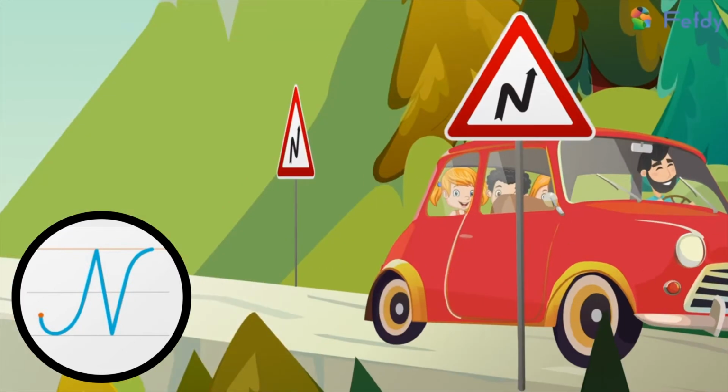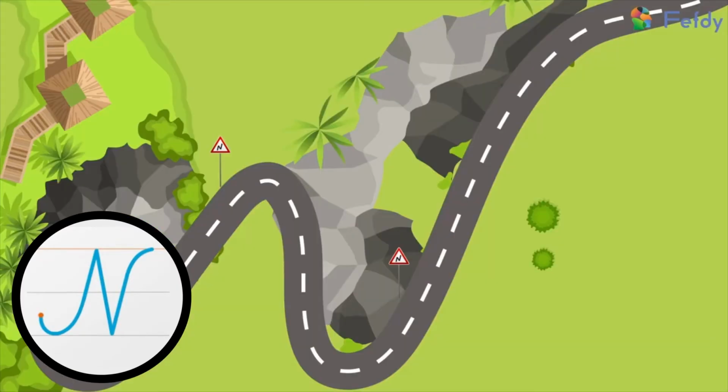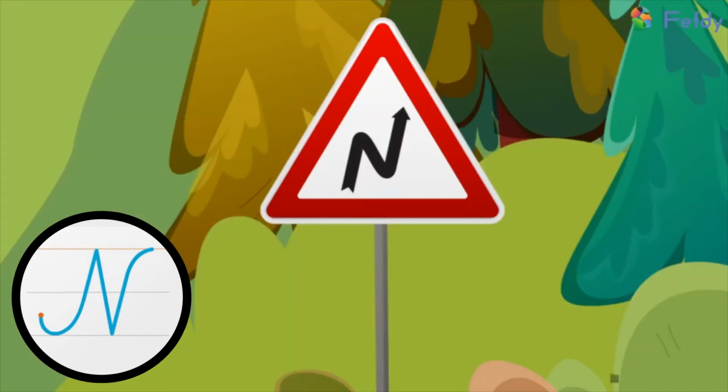This signboard is called a hairpin bend board. This tells us that there's a hairpin bend ahead. A hairpin bend looks something like this. Shall we all look at the road sign and try writing the capital cursive letter N? Come on, let's get started.